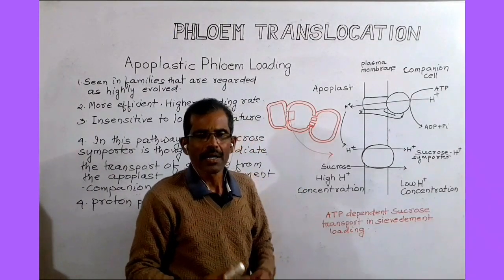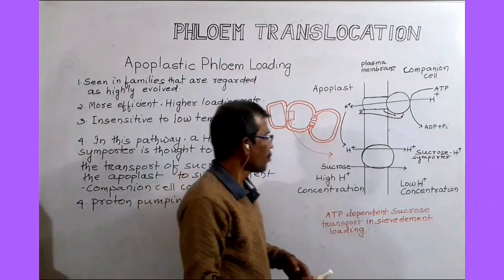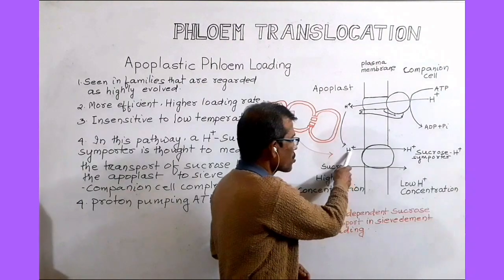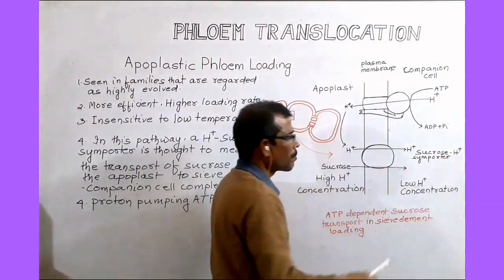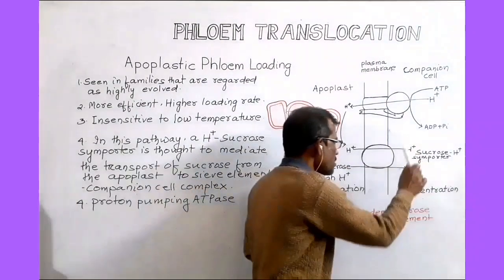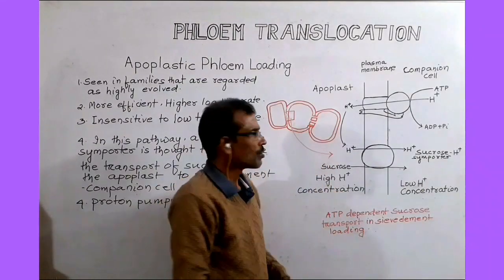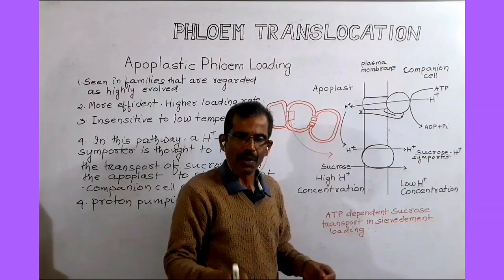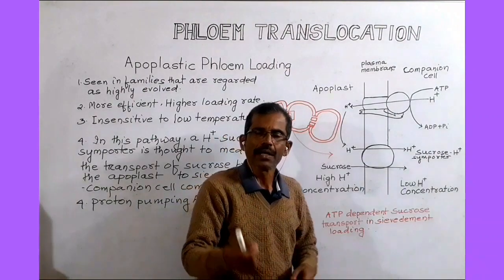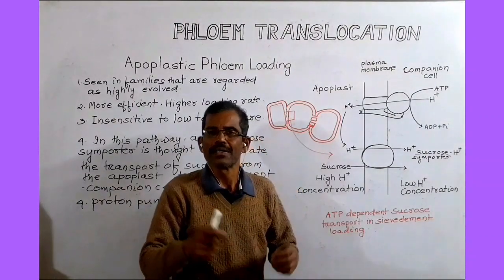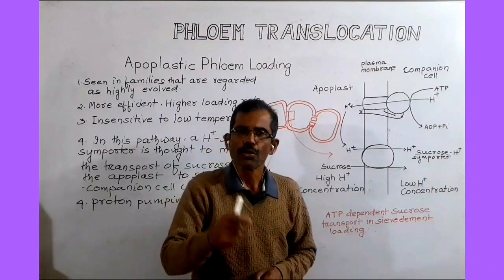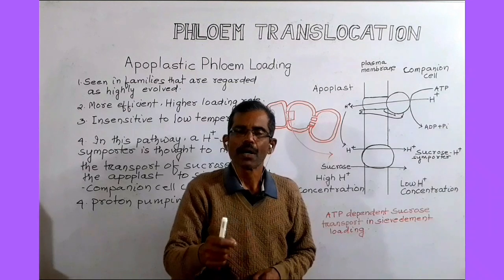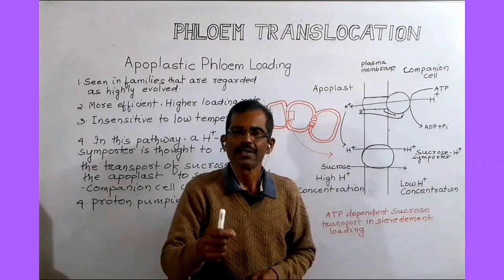This proton gradient provides energy for the symport of sucrose and H plus through the plasma membrane by a sucrose H plus symporter. So in this process, the necessary energy comes from the proton gradient, and the proton gradient is generated by proton pumping ATPase, which is present in the cell membrane of the companion cell.